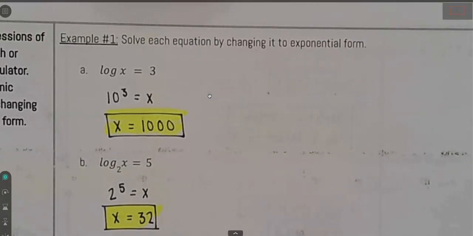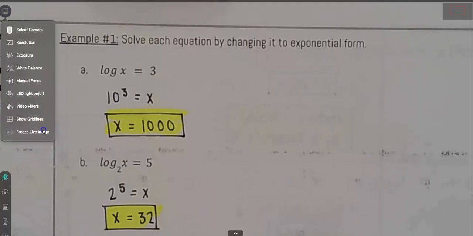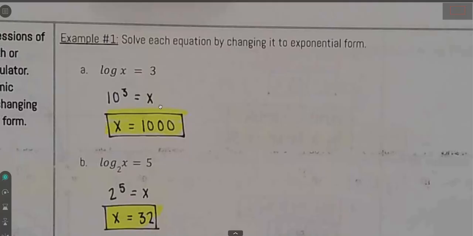Are there any questions on example number 1? If you were struggling with example number 1, really try practice problem number 1. It's the same procedure. You're using the same rule. See if you can figure this one out. Go ahead and do practice problem number 1. When you have your answers, hold up your board.